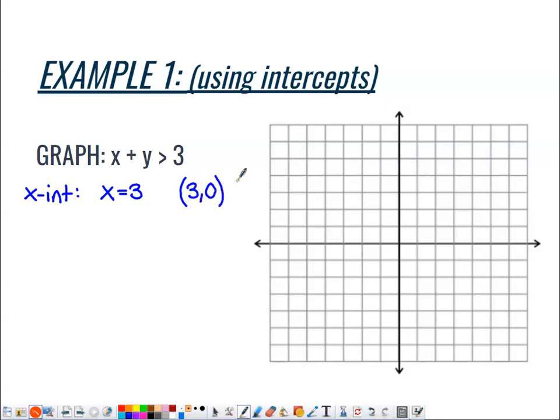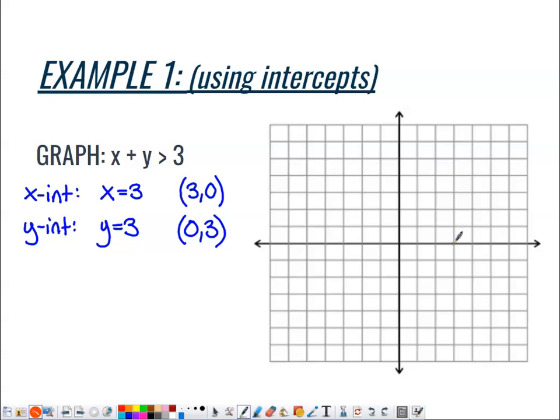Same thing for the y-intercept. Well, you let x equal 0, so this kind of just goes away. I'm left with positive y, and again, we're looking for the y-intercept. So positive y is equal to 3. So here, we have the y-intercept of (0, 3). Okay. So we have our x-intercept and y-intercept. Let's go ahead and graph.